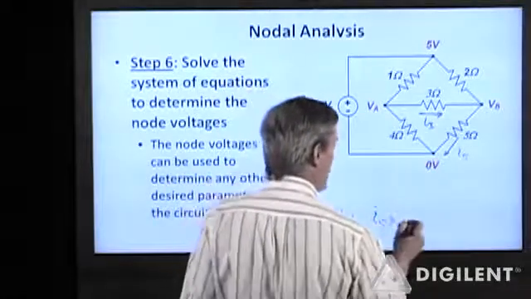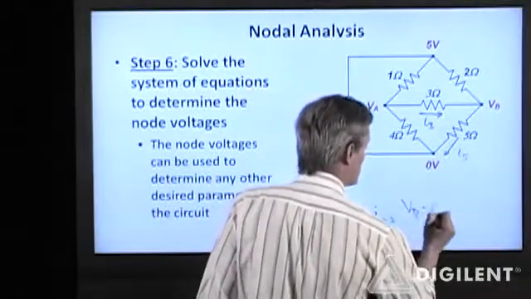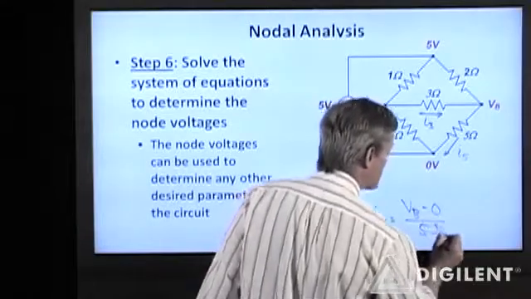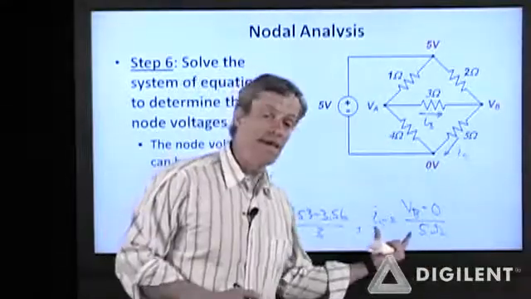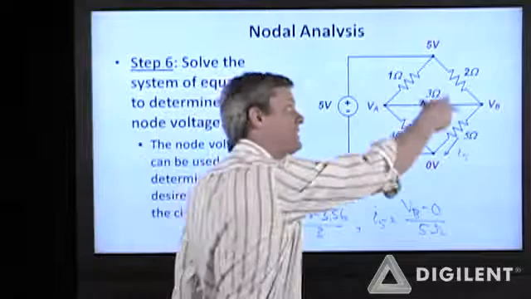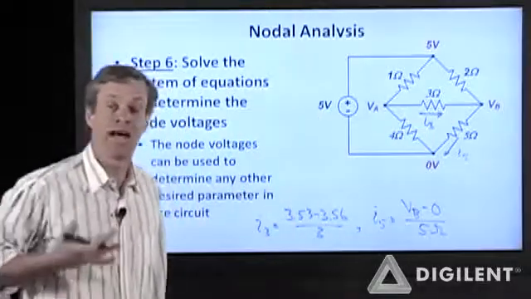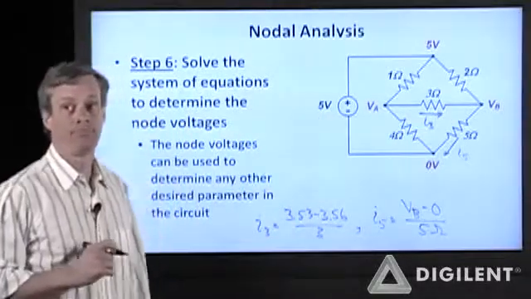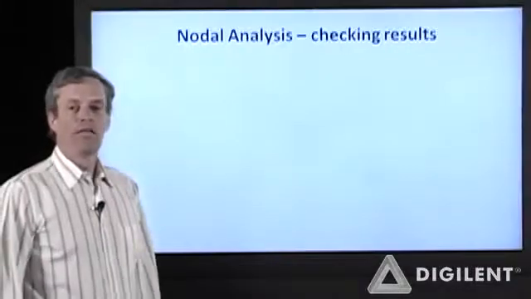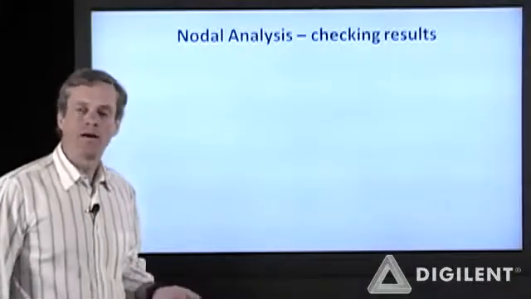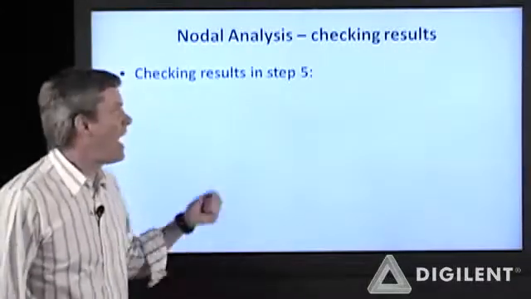I5 is VB minus 0 over 5 ohms. I have a number for VB, so I can determine I5. Anything else that I want to know about this circuit now, I can figure out. There are a couple of quick checks you can make on your results at step 5.